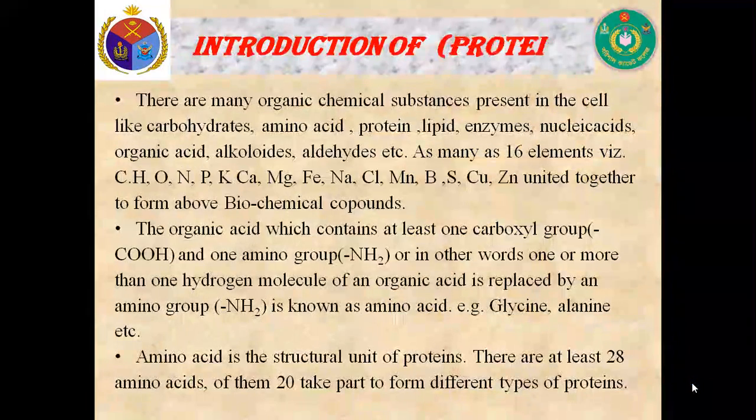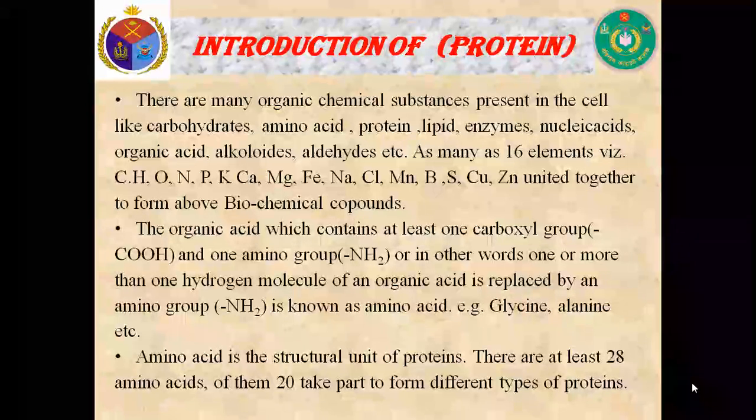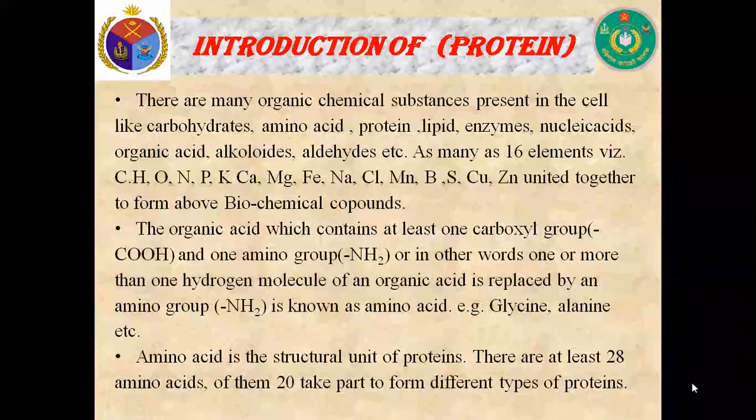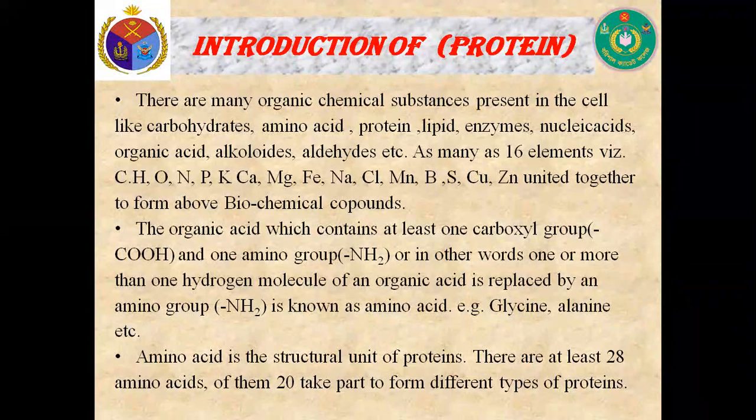Now, my dear guys, introduction of protein. There are many organic chemical substances present in the cell like carbohydrate, amino acid, protein, lipid, enzyme, nucleic acid, organic acid, alkaloids, aldehyde. As many as 16 elements like carbon, hydrogen, oxygen, nitrogen, phosphorus, magnesium, ferrum, sodium, chlorine, manganese, boron, sulfur, copper, zinc, united together to form the above biochemical compounds.